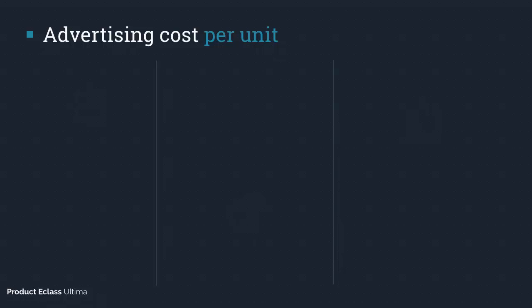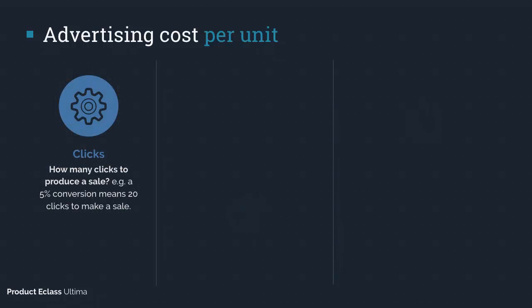This is how you calculate advertising costs per unit. You first take the clicks. So you say, how many clicks do I think I need to produce a sale? If we convert at 5%, that means 20 clicks to make a sale. It's very simple. 20 times 5 equals 100, right?